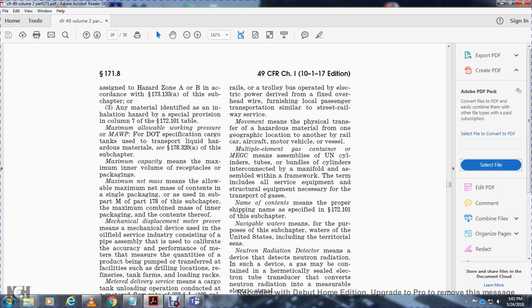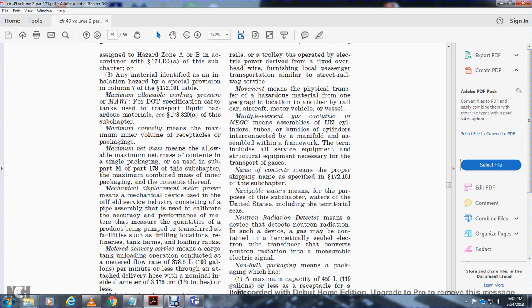Navigable waters means, for the purpose of the subchapter, waters of the United States, including territorial seas. A neutron radiation detector means a device that detects neutron radiation. Such a device may contain gas hermetically sealed in an electron tube transducer that converts the neutron radiation into a measurable electrical signal.